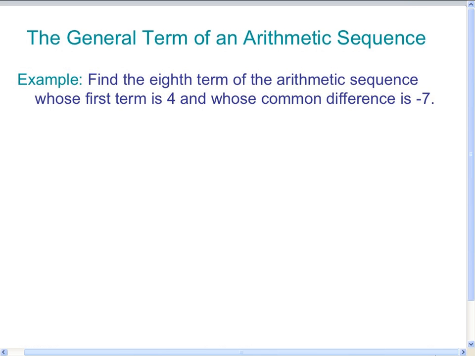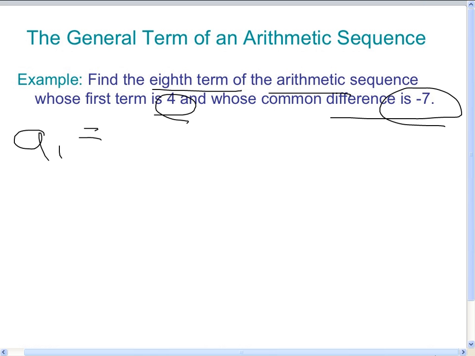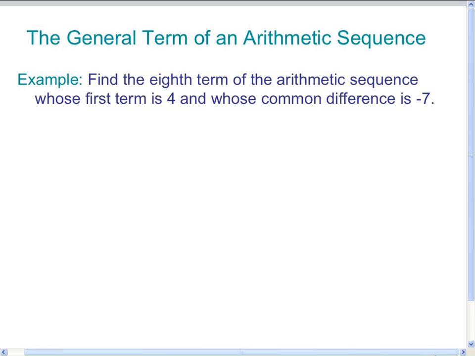Now, find the eighth term of the arithmetic sequence. First term is 4, common difference is -7. Now, can you take the first term and find the second term and find the third term? Yes, you can, but that's a whole lot of extra work. We are just interested in the eighth term, and that's it, done, the end. So just to find the eighth term, I don't want to find the seventh term. I don't want to find the sixth term. I just want the eighth term.